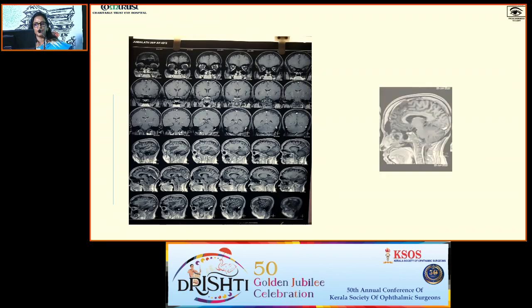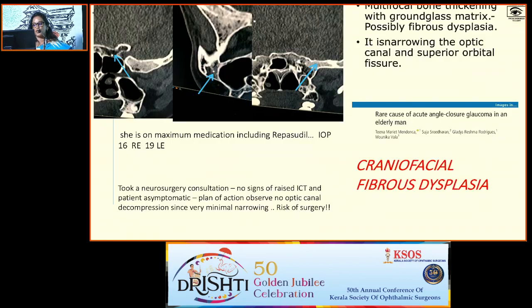You can have surprises. This was a case of craniofacial fibrous dysplasia, of which a case report was there as a rare cause of acute angle closure glaucoma. So all these subtle changes you should pick up, and it's not always angle closure glaucoma alone.